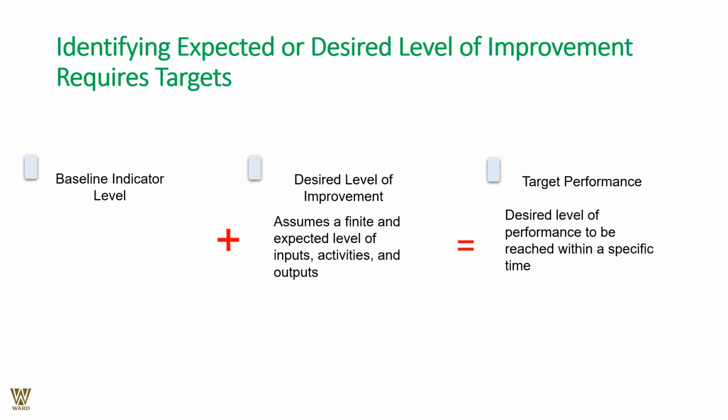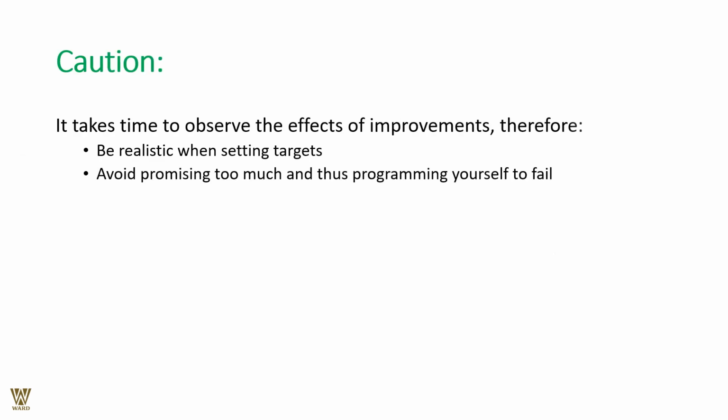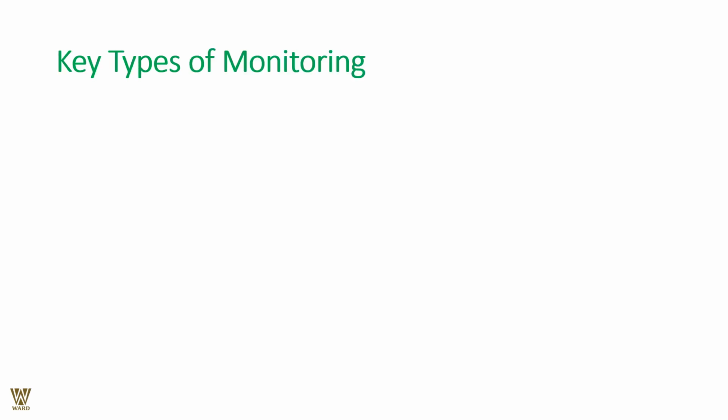The baseline indicators, the desired level that we are required to improve, which we assume will consume a lot of manpower, a lot of money, a lot of effort. So that is the expected inputs, activities, and output, which will result in target performances, the desired level of performance to be reached within a specific period of time. It takes time to observe the effect of the improvement. Therefore, be realistic. Do not be optimistic or pessimistic. Be realistic. Take it with a pinch of salt, whatever is happening. Avoid promising too much and thus programming yourself to fail.